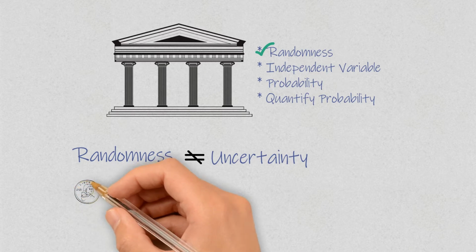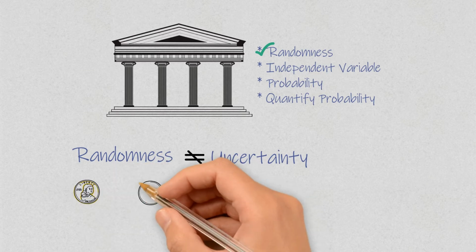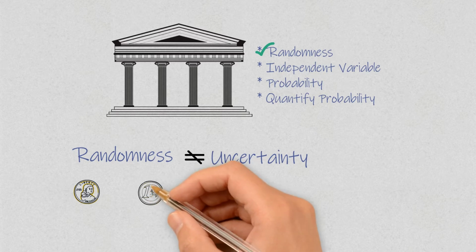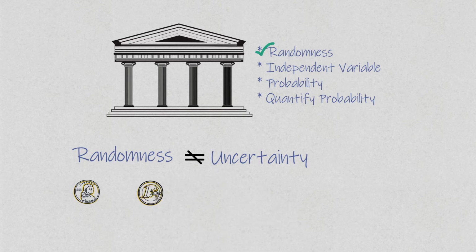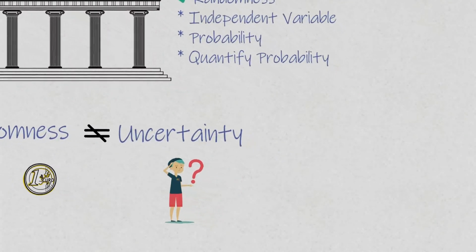You don't know whether it will show head or tail, but it must be one of them. Shuffle play music. Although you can't predict which song will play next, it must be one on your playlist. On the other hand, uncertainty is we have no idea what can happen next.